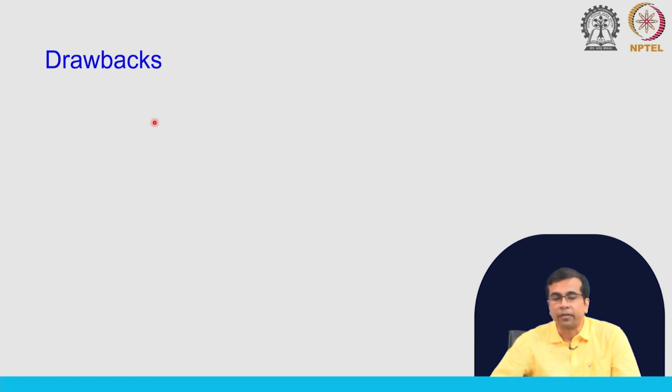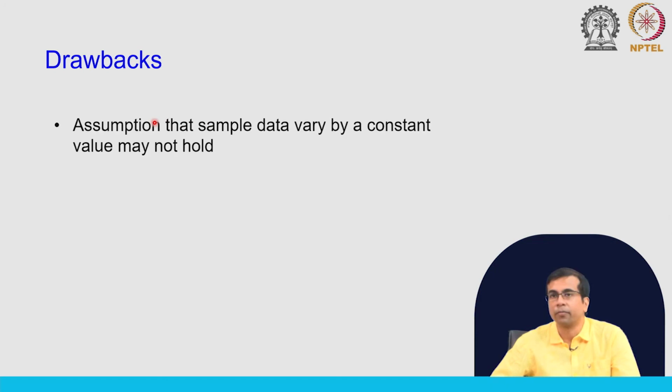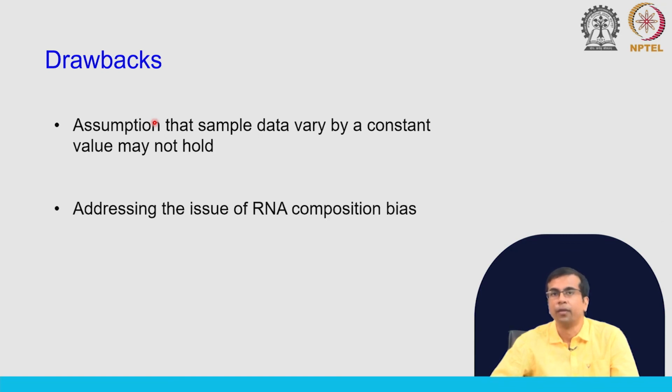So, what are the drawbacks? We have talked about some of the between sample normalization methods, and the first drawback is that the assumption that sample data vary by a constant value does not hold for most cases. It is not simply that the distributions are shifted and the median should be brought to the same value. This does not hold for most samples. And also we have not addressed the issue of RNA composition bias. We have not touched upon that at all when talking about between sample normalization here.